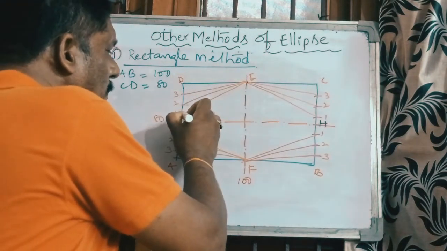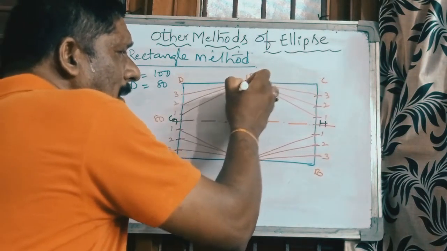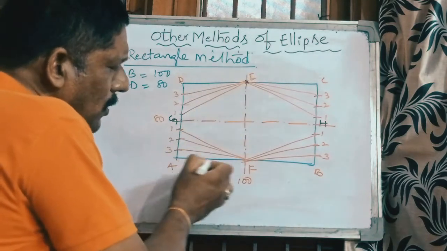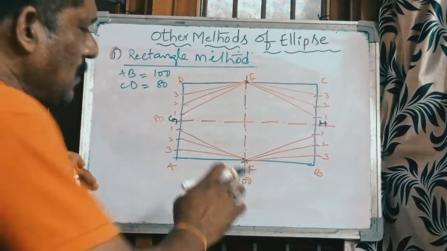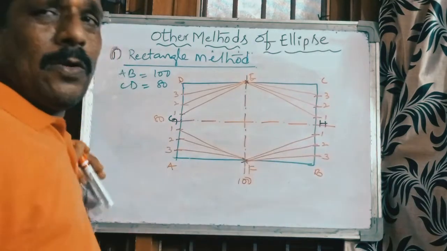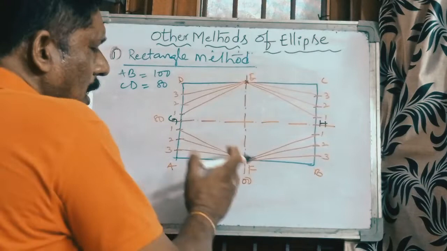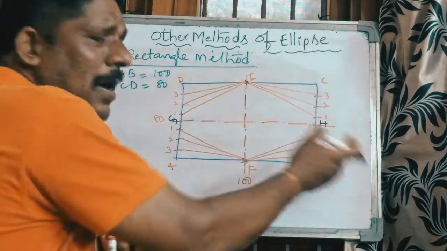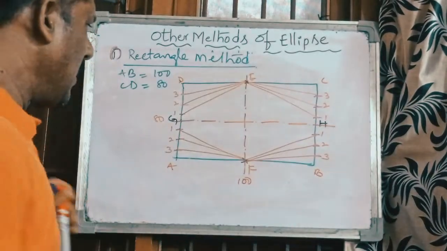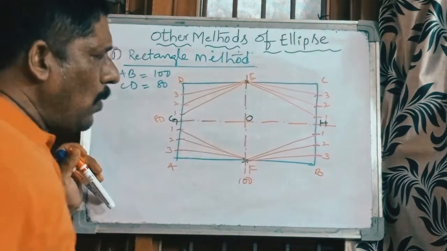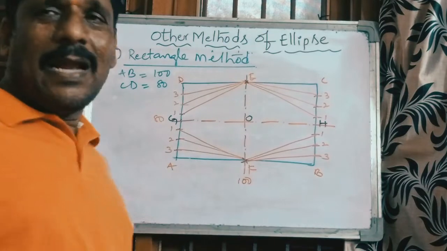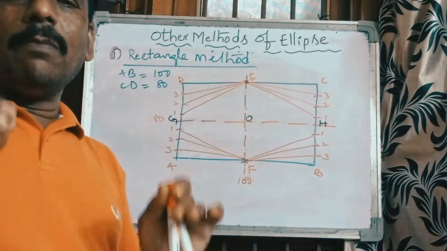Join all these points: the upper points join to the upper node point E, and the lower points 1, 2, 3 join to the lower node point F. Up to this it is clear. This side is the same as this side also. Why? Because you get half of the ellipse on this side, and the remaining half in the same position on that side. Now what you have to do? The center point is O. G to O, whatever the distance is, also divide into equal parts.